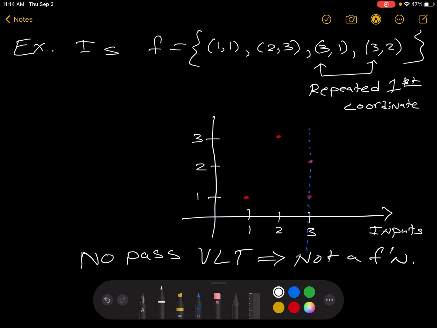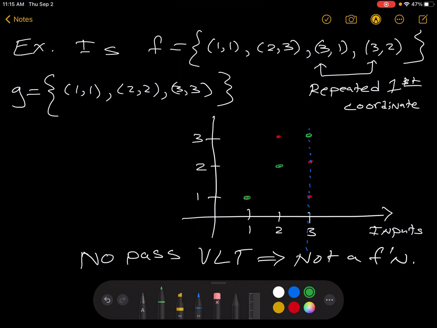Now there's an important point to make here. Take for instance, if we had another function, let me name it g. Let's say g was 1, 1, 2, 2, and 3, 3. If we were to graph g, let me graph g in green, we'd have 1, 1, 2, 2, and 3, 3. You see that g is actually a function. It passes the vertical line test.